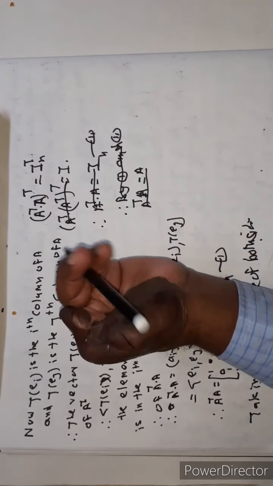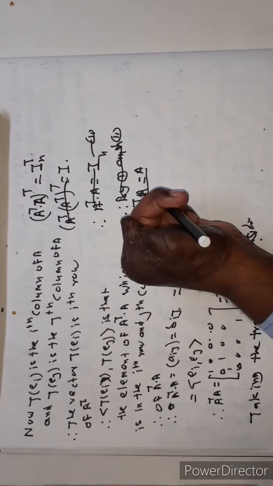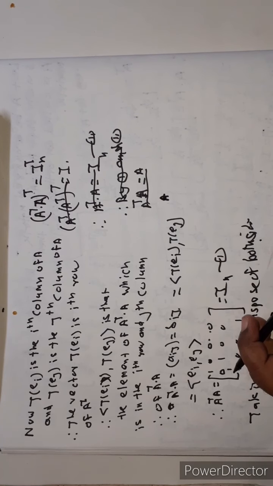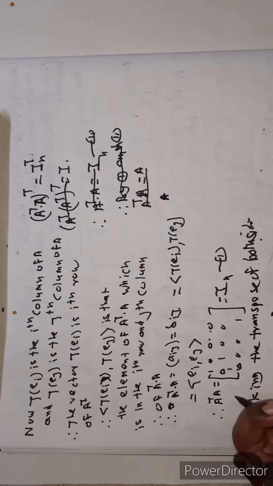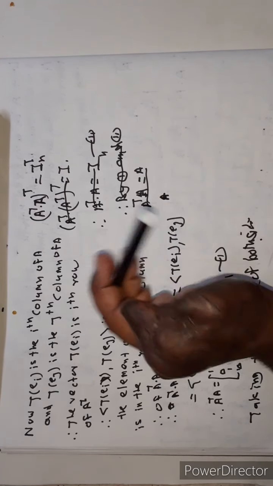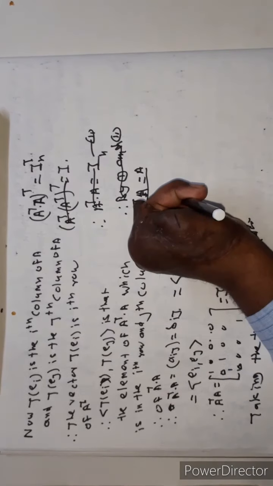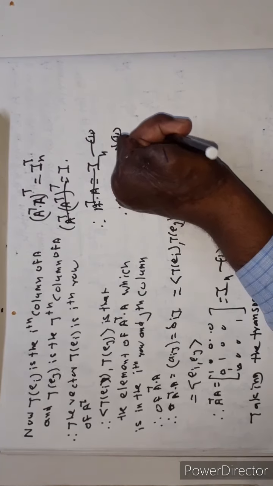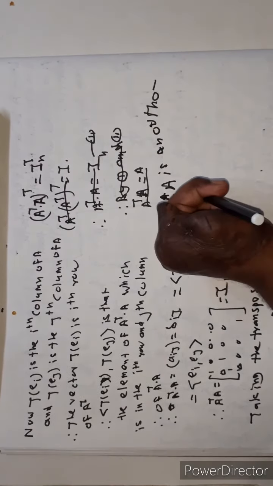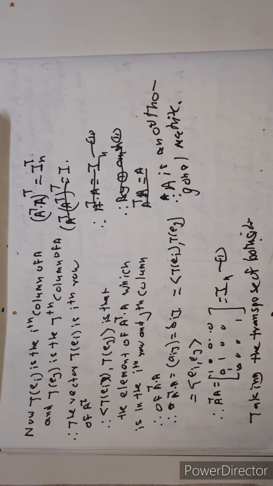A transpose is equal to In transpose. Therefore, A transpose into A is equal to In, and A into A transpose is also In. Therefore, A is an orthogonal matrix.